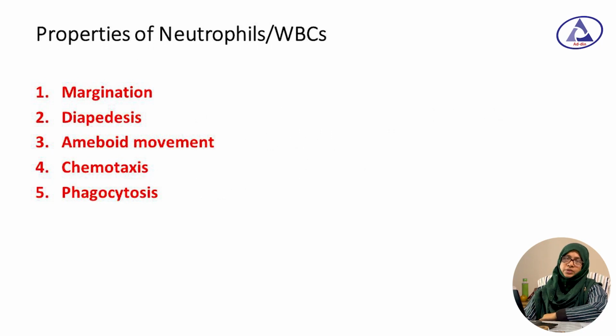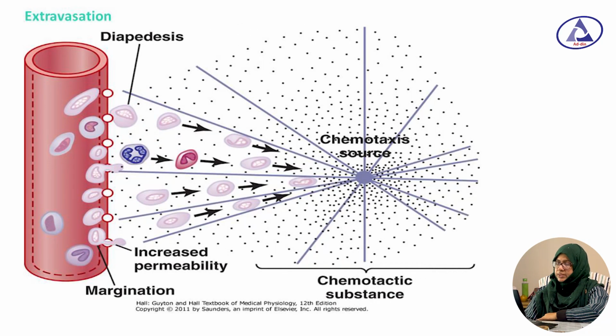Now let us discuss the properties of WBC. The properties are margination, diapedesis, amoeboid movement, chemotaxis and phagocytosis. This is the figure. You can see the different properties like margination, diapedesis, amoeboid movement and chemotaxis.